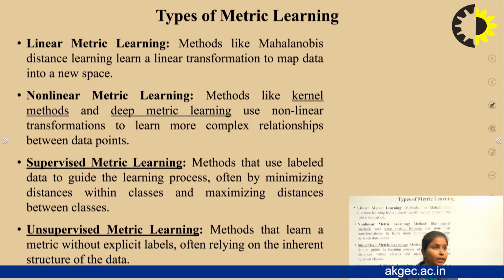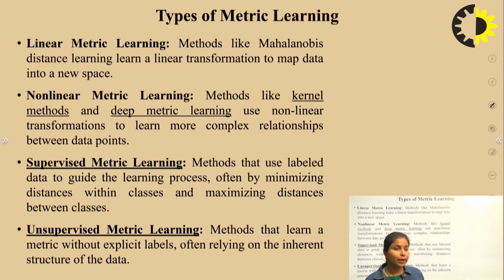Types of metric learning. There are various types of metric learning. First is linear metric learning. In linear metric learning, like Mahalanobis distance learning, we learn a linear transform to map the data into a new space. Second is non-linear metric learning. Methods like kernel methods and deep metric learning use non-linear transformations to capture more complex relationships between the data points. Supervised metric learning uses labeled data to guide the learning process, and unsupervised metric learning learns the metric without explicit labels of the data.